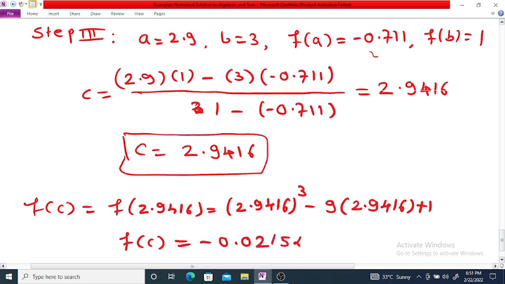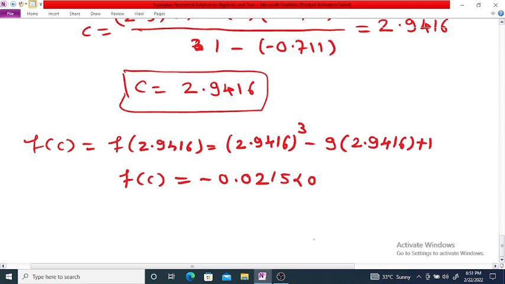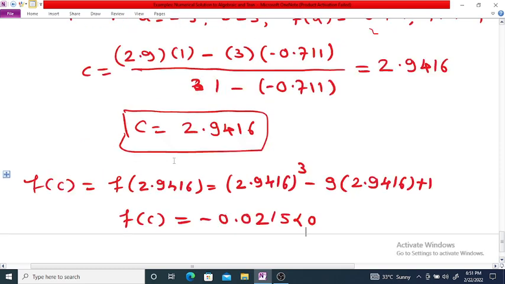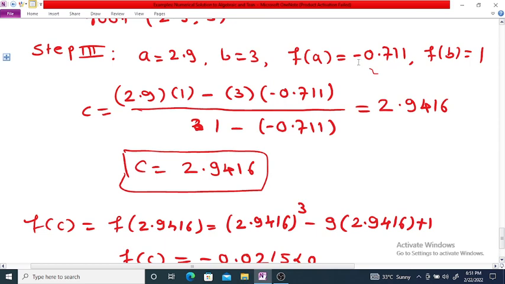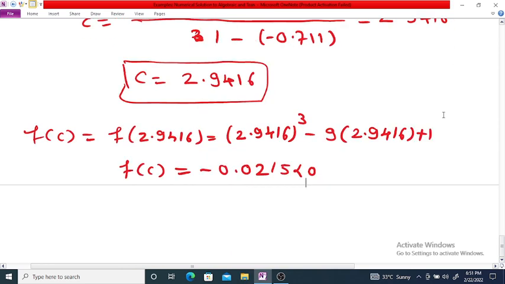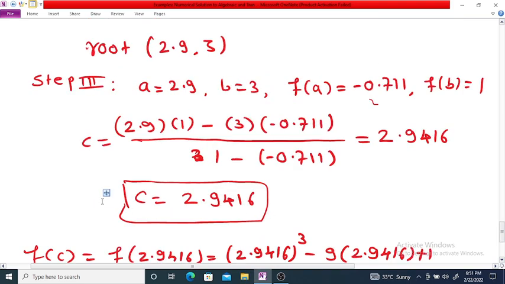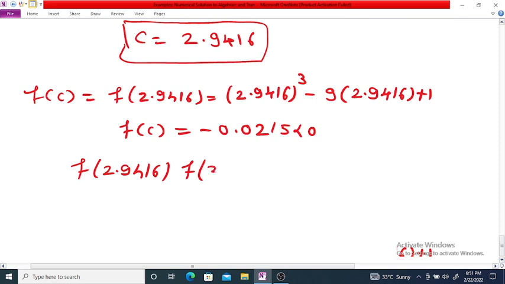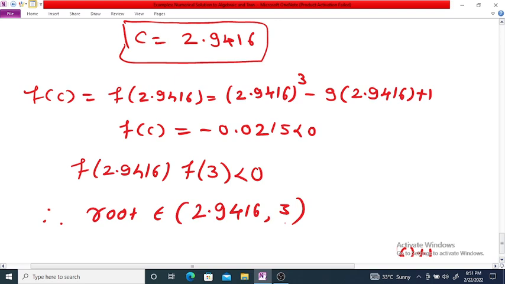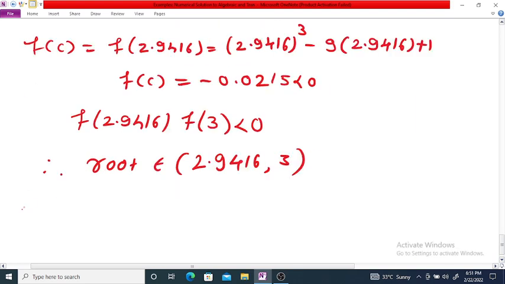Which is less than 0. F of c is less than 0, and in the previous step f of a is less than 0 but f of b is greater than 0. So here f of 2.9416 into f of b, that is f of 3, is less than 0, and therefore for the next iteration, our root lies in the interval 2.9416 and 3.